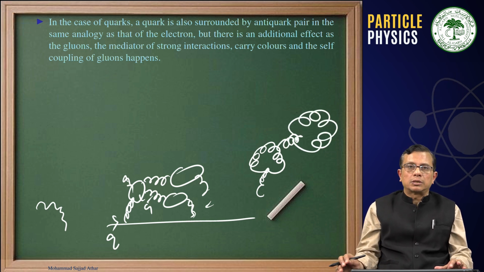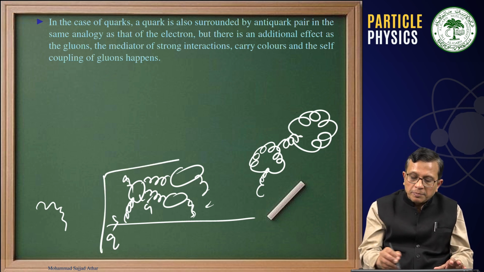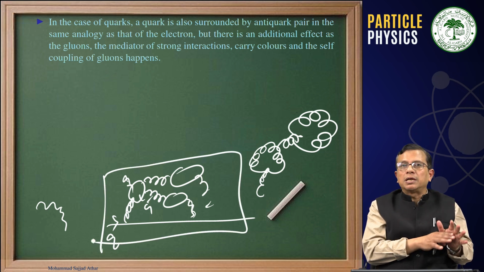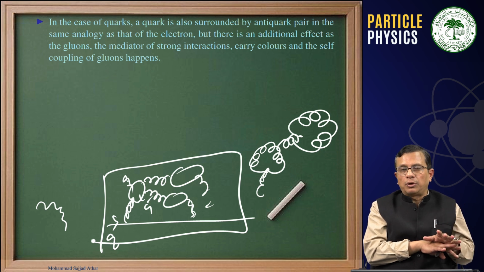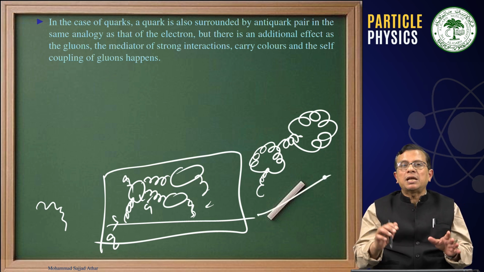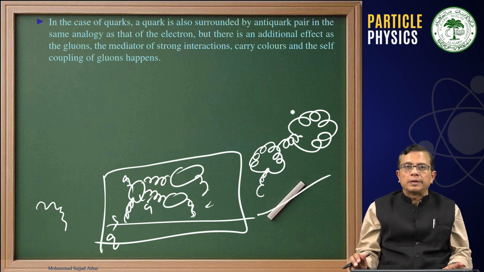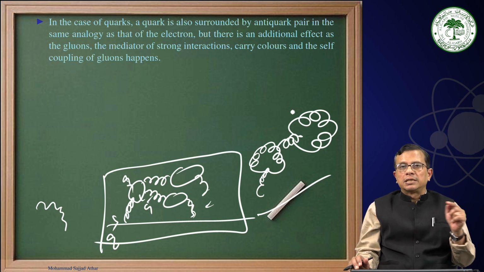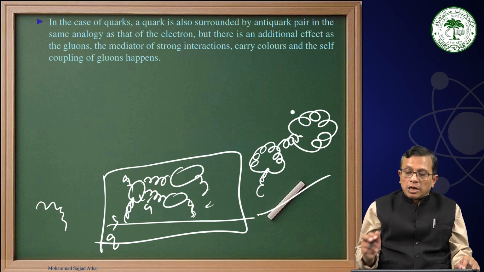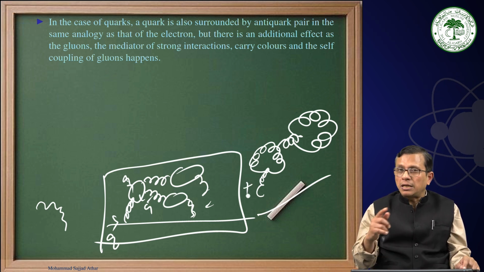Self-coupling of the gluons is possible. Therefore, the picture will be similar to the picture we drew for the electron, but there will be an additional picture that will arise because of the self-coupling of the gluons.